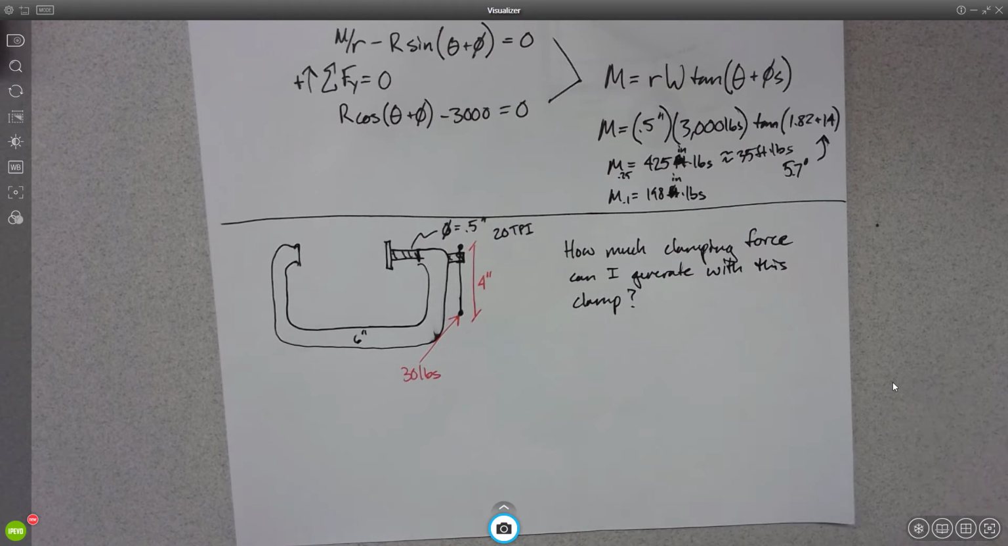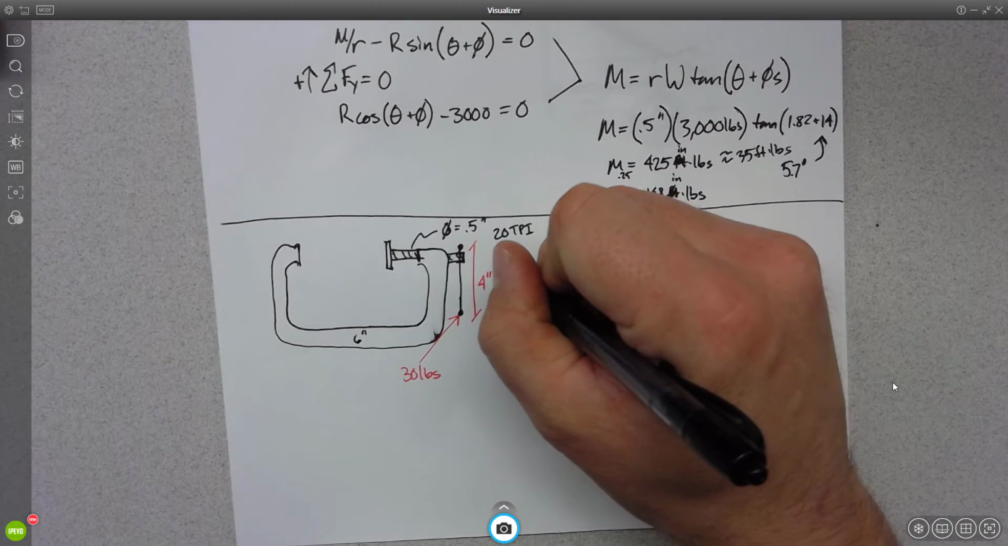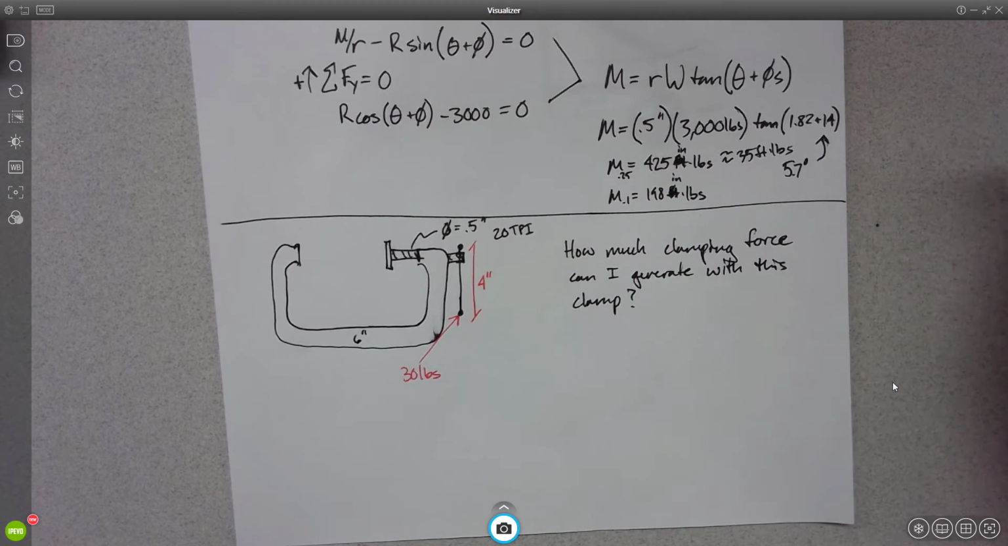I'm missing one other thing. What am I missing? What else do you need to know to solve this? Mu. You need mu static.